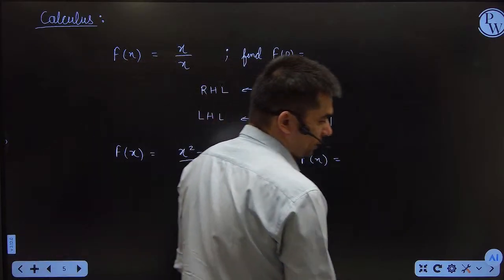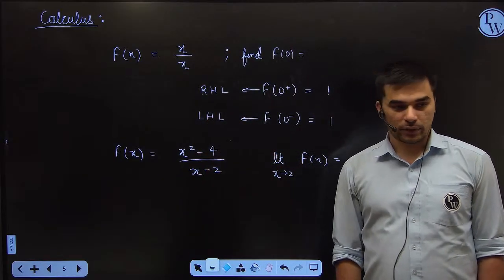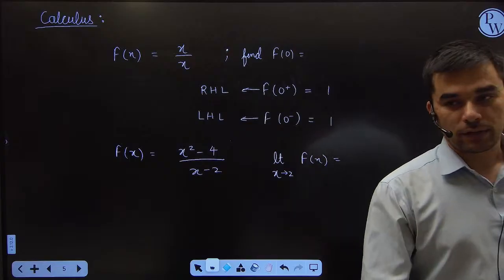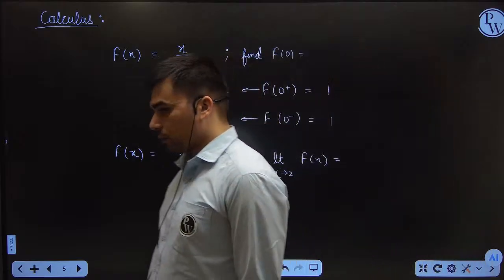So 2 squared will be 4, 4 minus 4 will be equal to 0, and 0 divided by 0 is what you are getting if you go for the exact calculation of the value at x is equal to 2, right? But if I ask you this kind of a question, what can you do in this case? Tell me.